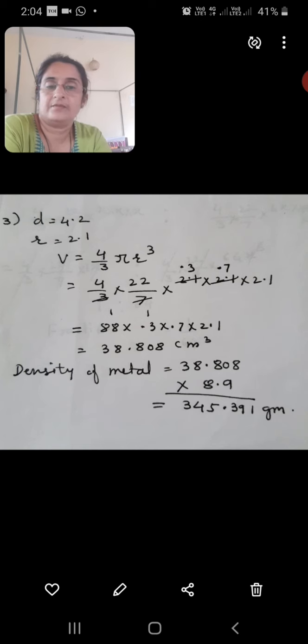The density is given, that is 8.9 grams per centimeter cube. So multiply that with 8.9. So you will get the mass of the whole ball. So it will be 345.391 grams. Using the same formula you can find out the remaining sums also.